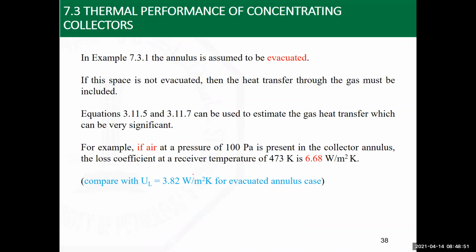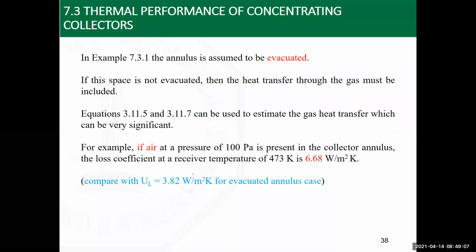In this example, we have assumed the annulus to be evacuated. So the issue of K effective is not considered in the equations, because it's basically vacuum and the only kind of loss inside can mainly be by radiation.